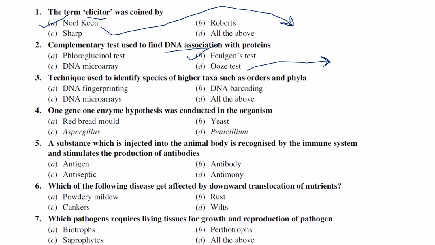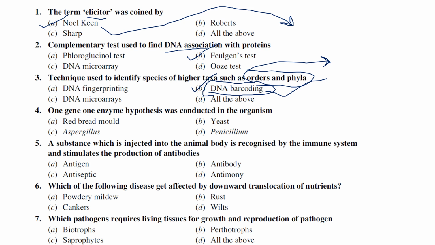Which technique is used to identify species of higher taxa such as orders and phylum? DNA fingerprinting, barcoding, DNA microarrays, or all the above. Generally, the DNA barcoding technique is used for the identification of new orders or new phyla. This DNA barcoding was first introduced by Paul Hebert in 2003. There are different kinds of primers. ITS is a general primer for fungi or bacteria, and along with general primers, specific primers are also available. They sequence the DNA and store the information in barcodes. That is called DNA barcoding, first introduced by Paul Hebert in 2003.